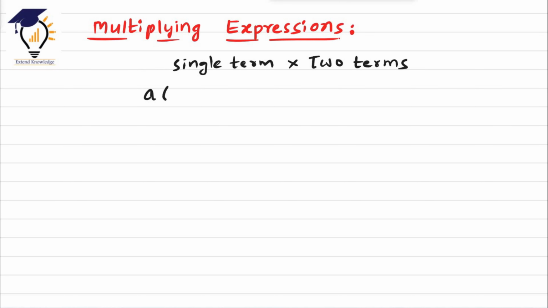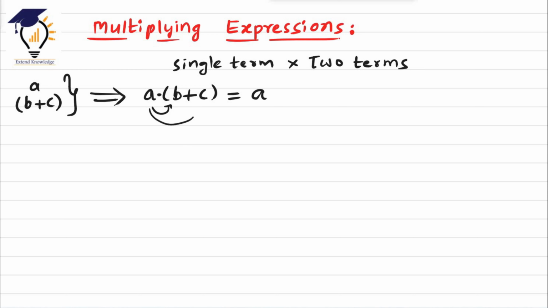So if we have a times (b plus c), here a and b plus c are two algebraic expressions. If I want to multiply two expressions like a times b plus c, I apply the distributive property. So a will be multiplied over b and a will be multiplied over c. So a times b and a times c. As we already learned multiplying single terms, whichever answer we get, we can write it up here like this.